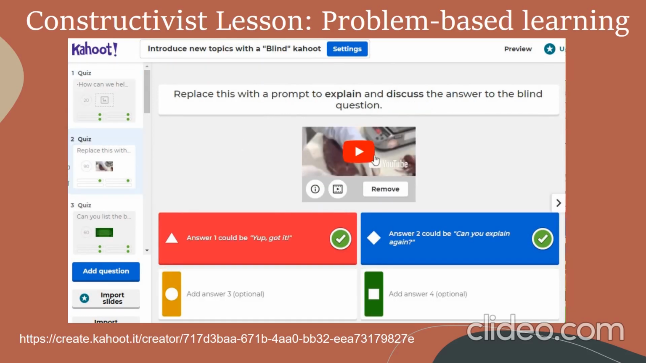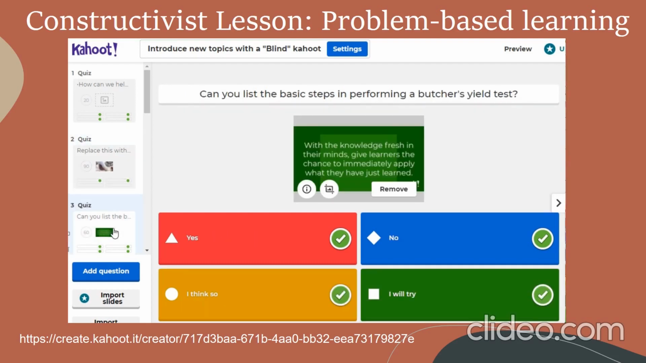A new topic is introduced, and so it starts with a question. The game starts with a question: How can we help the chef who is having a problem with a high food cost due to the cost of tenderloin? So this is a blind Kahoot. The students attempt to answer. A prompt is also given to assist them.